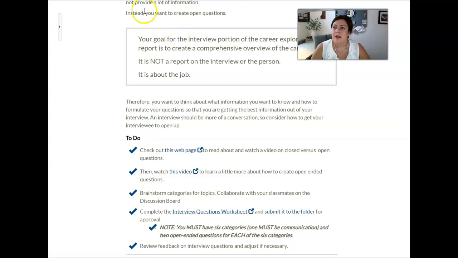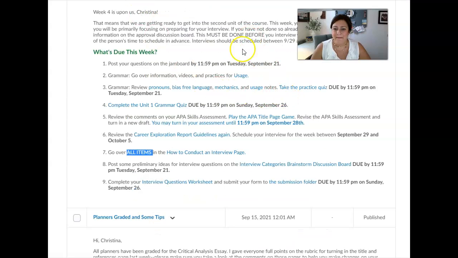Okay? So you'll go over that page, and then you are going to brainstorm with your classmates some categories in the interview categories brainstorm discussion board. Now, these are just brainstorming ideas.